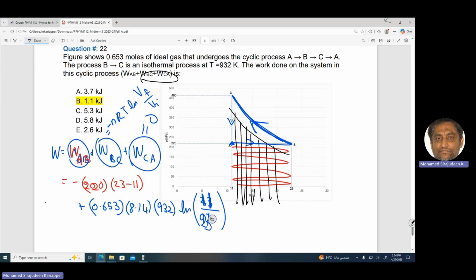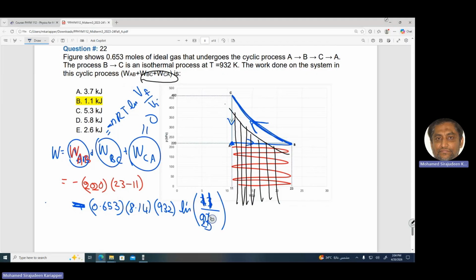So this ln of a value less than 2.7, the value of e, will be a negative quantity, and there is already a negative. Negative will make the whole thing positive. You should have known that, because it's an isothermal compression. In compression, the work done must be positive.